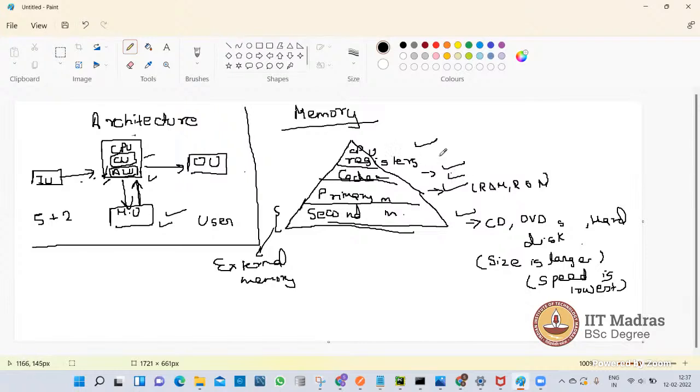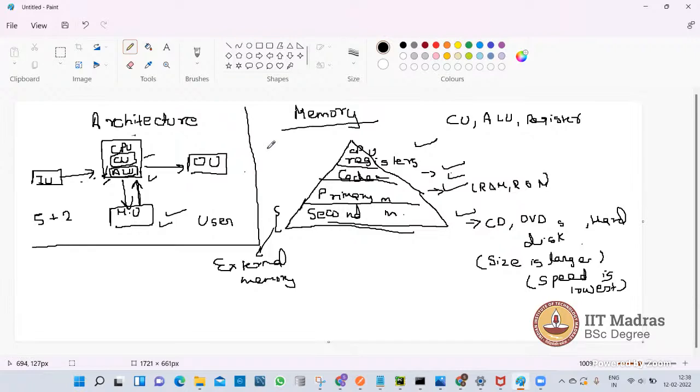And the CPU registers. In the CPU we have two parts, CU and ALU. Apart from the CU and ALU, registers are also an important part of the CPU. We have CPU registers within the CPU itself, and they are very small components compared to the cache, primary and secondary memory. They are used to store data, and it is also called the smallest memory among all.